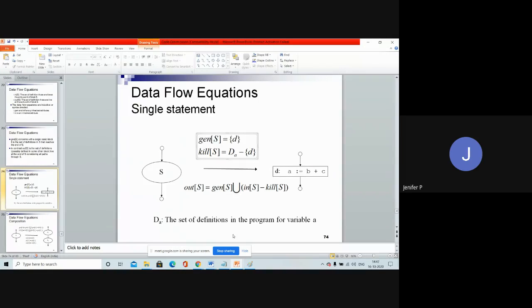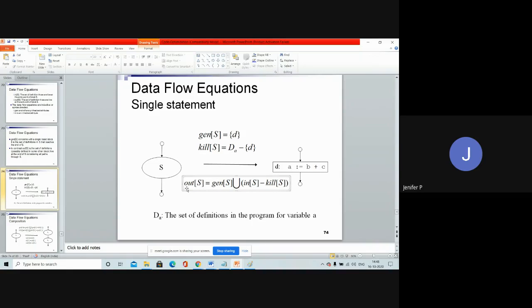So that definition D gets killed: DA minus D. Apart from this, if a next definition comes for A, such as A is equal to 10 or A equal to D plus E, likewise some other definition, then this statement will be killed. Then according to the data flow equation, out of S is equal to gen of S union (in of S minus kill of S). So this is the single statement data flow equation.